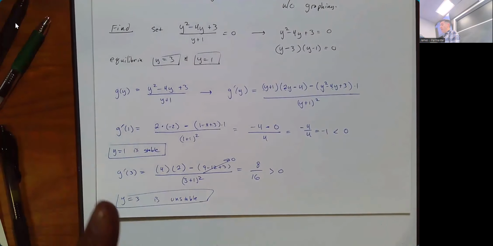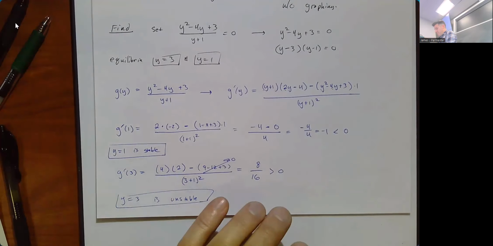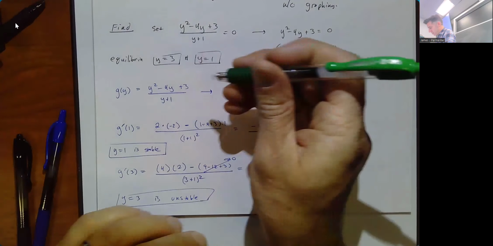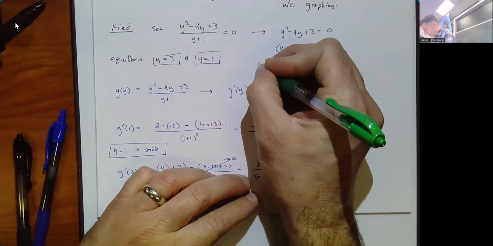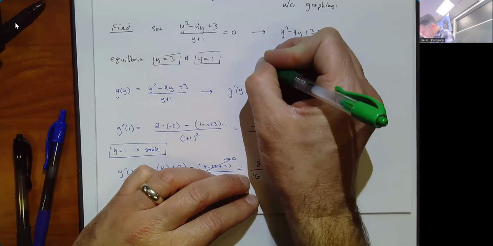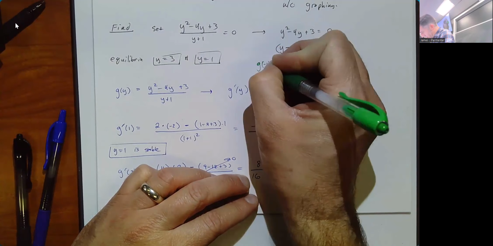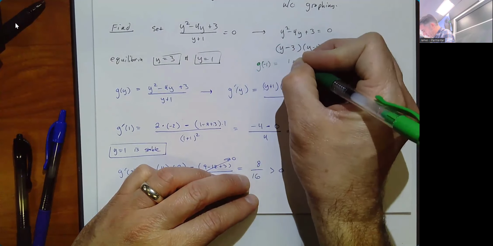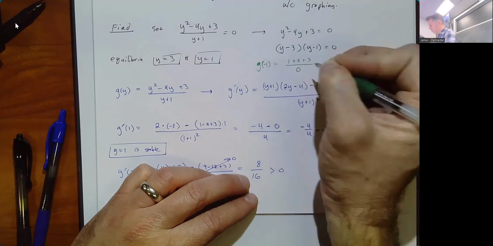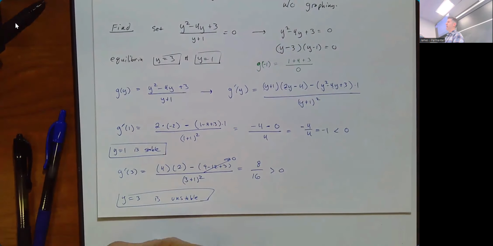Sorry, I thought you guys was different. Go ahead. Well, so what happens if you plug in -1? If I plug in -1, g of -1 is equal to, can you see that all right? Yeah, maybe. G of -1 is equal to 1 plus 4 plus 3 over 0, which is undefined.